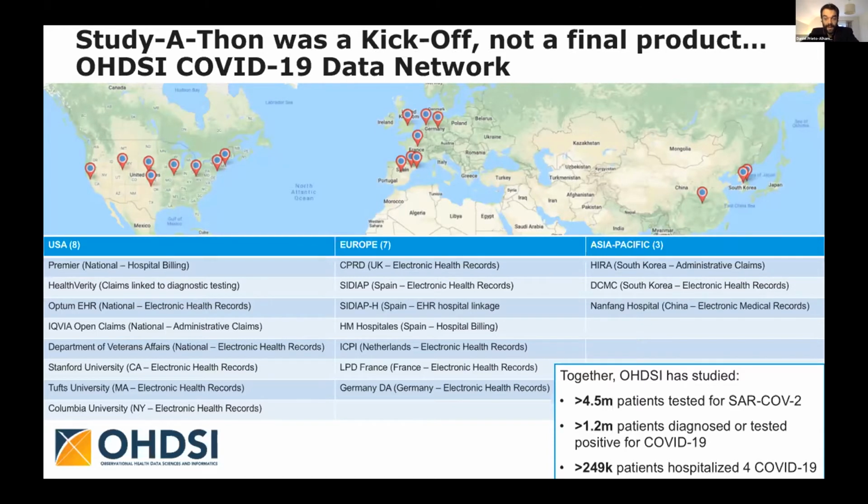We have now data for over 4.5 million people tested for SARS-CoV-2, more than 1.2 million tested positive or diagnosed with the disease, and almost 250,000 people hospitalized with COVID-19.